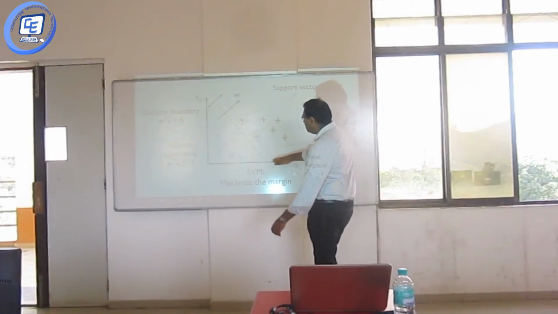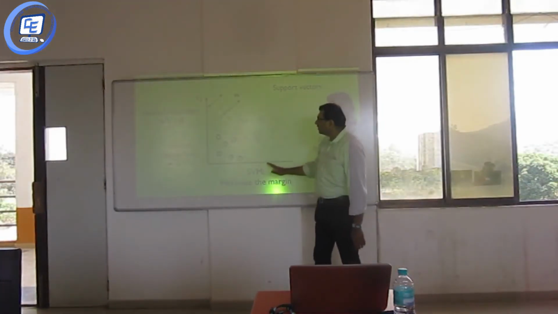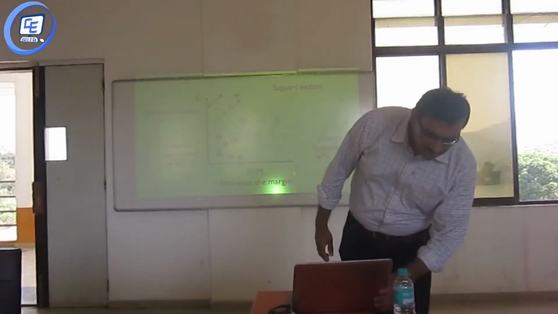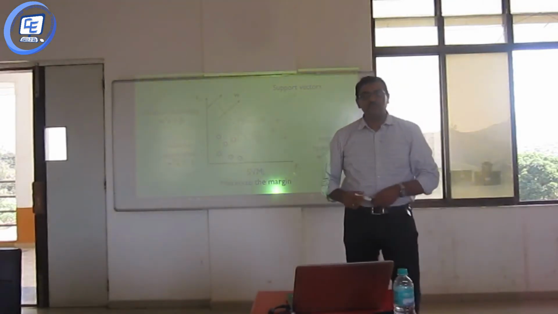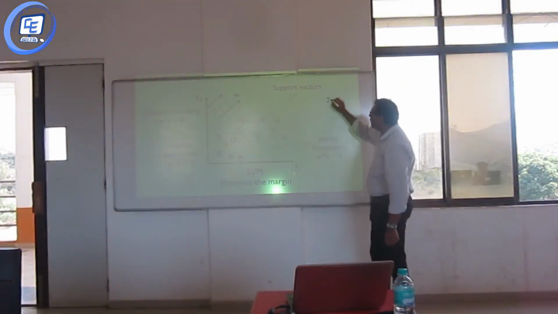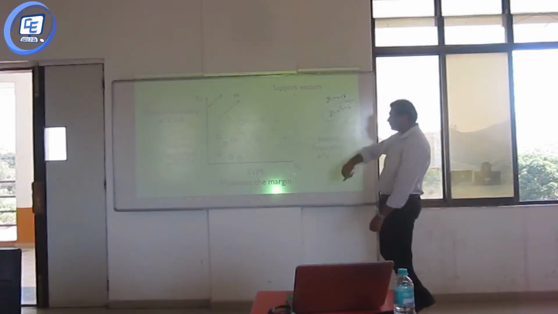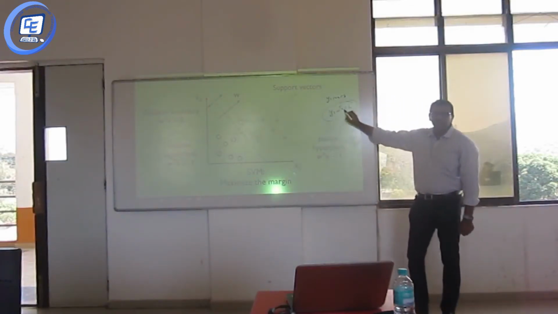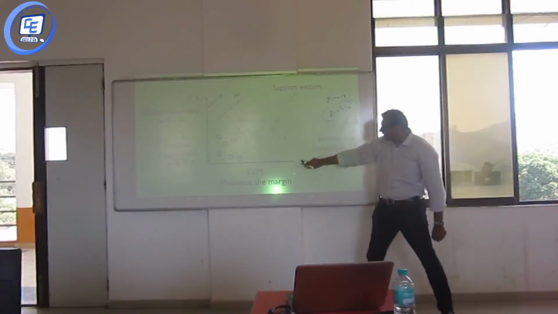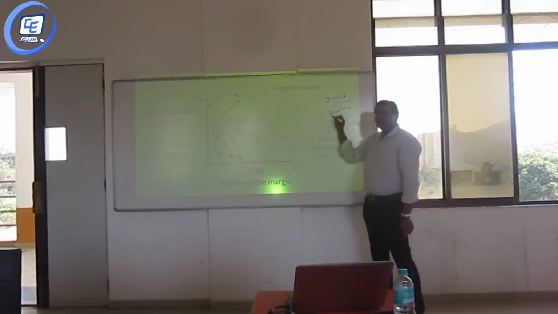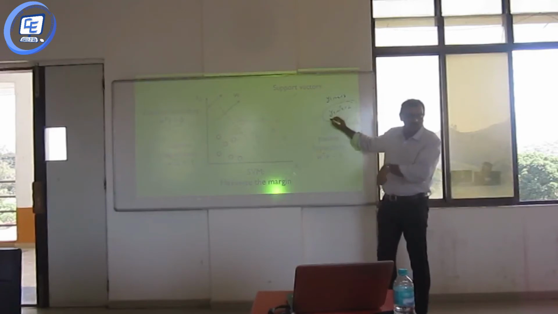Now, in this 2D space, we have this straight line. And we know that the equation of a straight line is y equal to mx plus b. In this case, y equal to w transpose x plus b. X, what is x? The features. In this case, x1 and x2, two features. Y is the label, either class 1 or class 2.